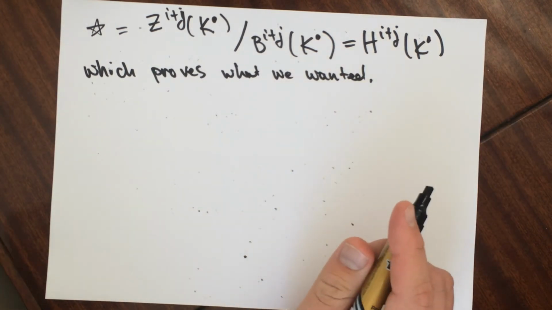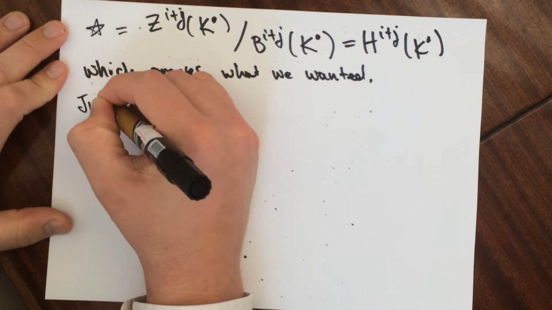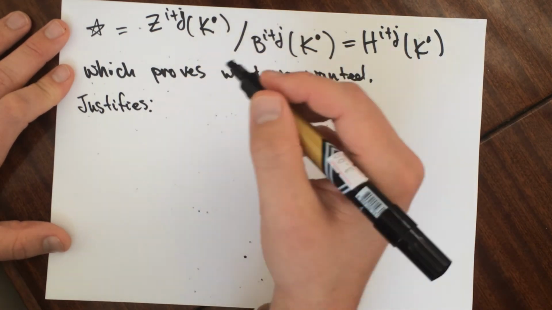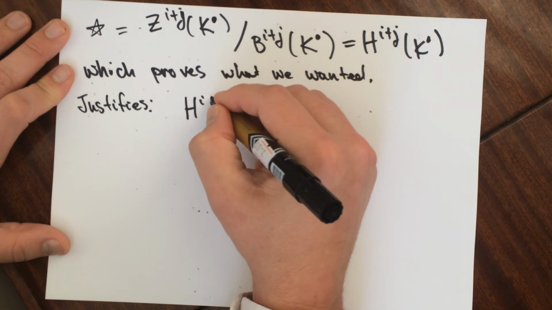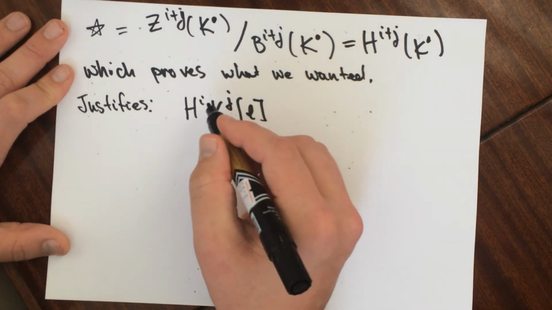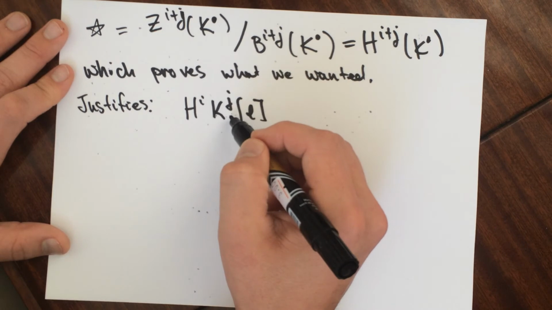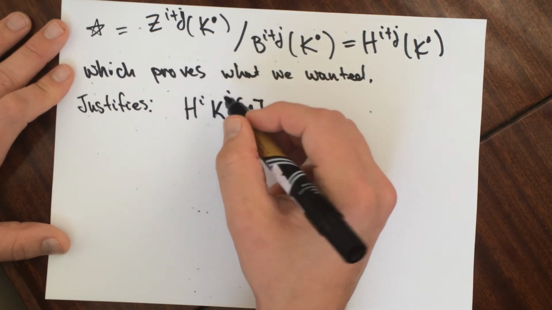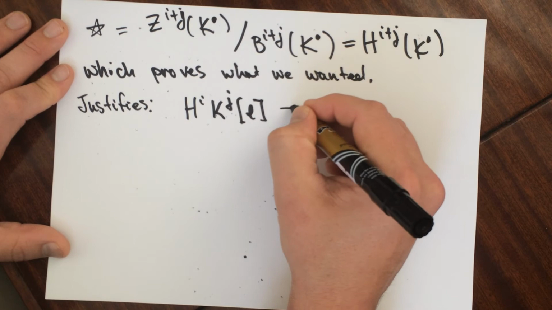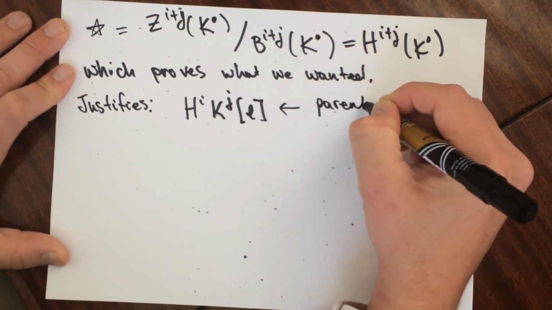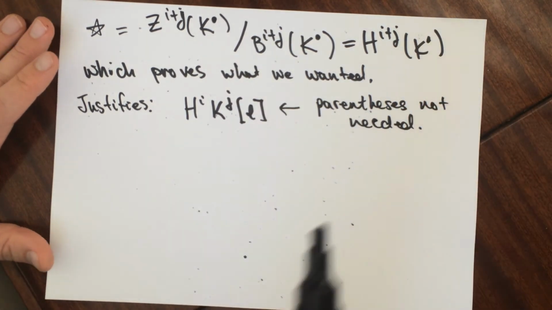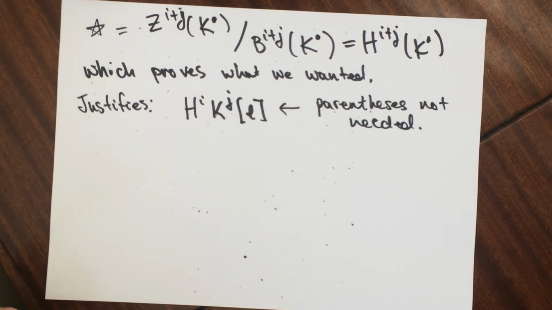This justifies a notation that's used sometimes in papers, in particular the Lin-Lu-Z paper, where H^i of K with indices j and then another letter l, like this. There are two ways to do the parentheses: you could put them around the cohomology, or you could put them here. It doesn't matter, so the parentheses are not needed. You could make a notation like this for i, j, and l.